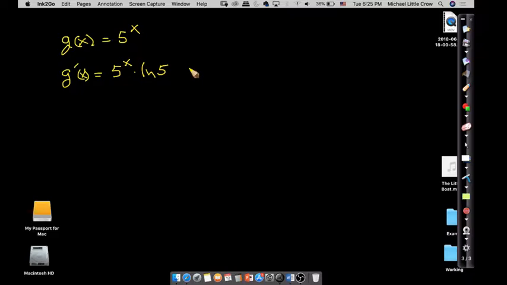Now let's do one that's a little bit more challenging. This one is going to be h of x, and we're going to do 3 to the x squared minus x. Now remember the chain rule from last Thursday. We're going to take the derivative of the outside function, and then it's going to get multiplied by the derivative of the inside function. The inside function is the exponent.